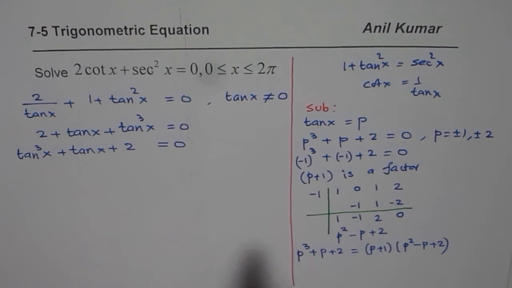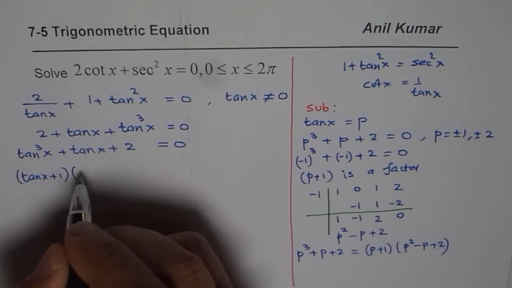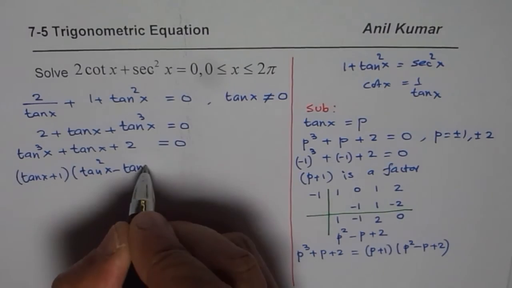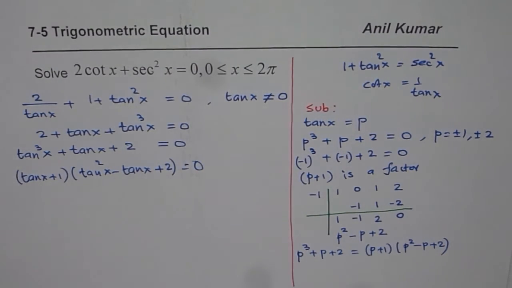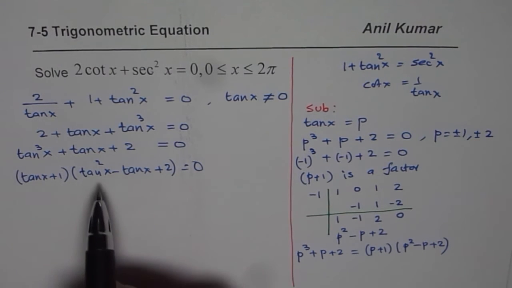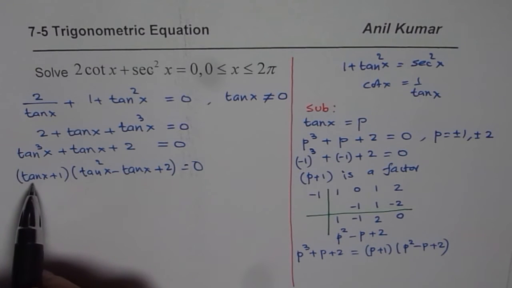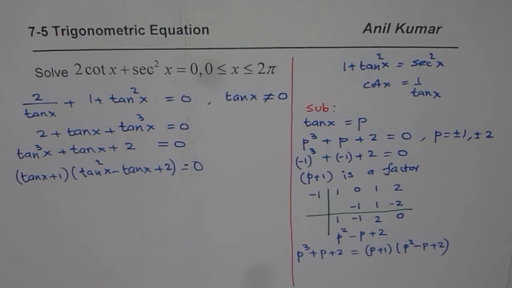So, now I can change p to tan x and write here. So, that is the factoring technique. So, we get here tan x plus 1 times tan square x minus tan x plus 2 equals to 0, right? So, that is how you can factor this cubic equation in tan x. Now, whenever you factor, this part will never be 0. This is not going to give us a valid answer. But tan x plus 1 can be 0, right? So we have one solution from here.